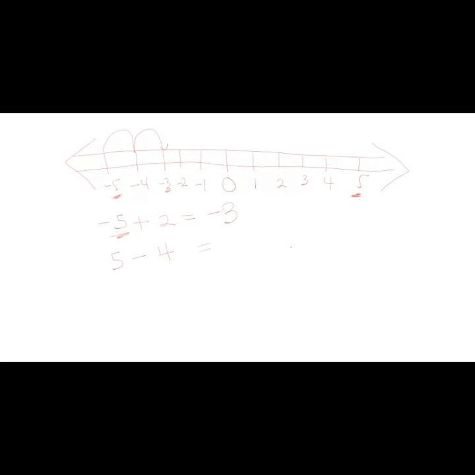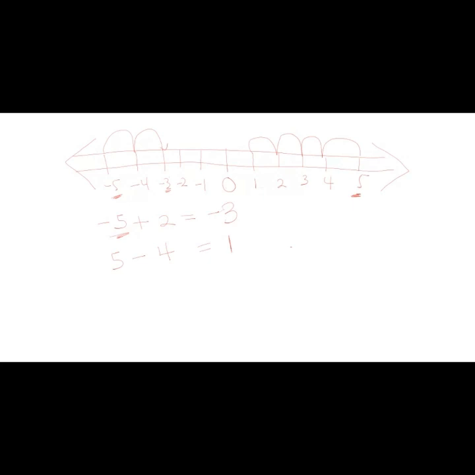And negative, we move how many times? 4 times. We move to the left 4 times. So let's move from the 5. This is the first one, second one, third one, and fourth one. So we land on what? 1. So our answer is 1. Isn't that so simple?